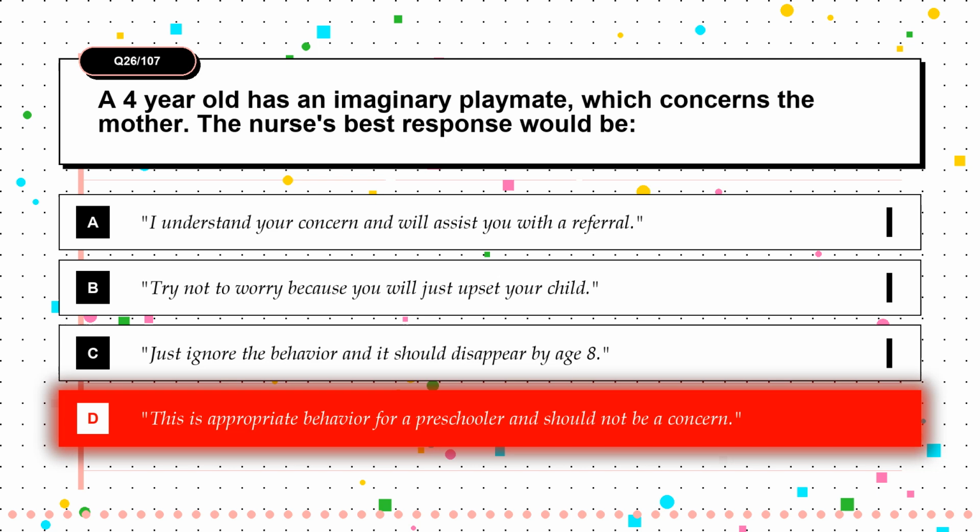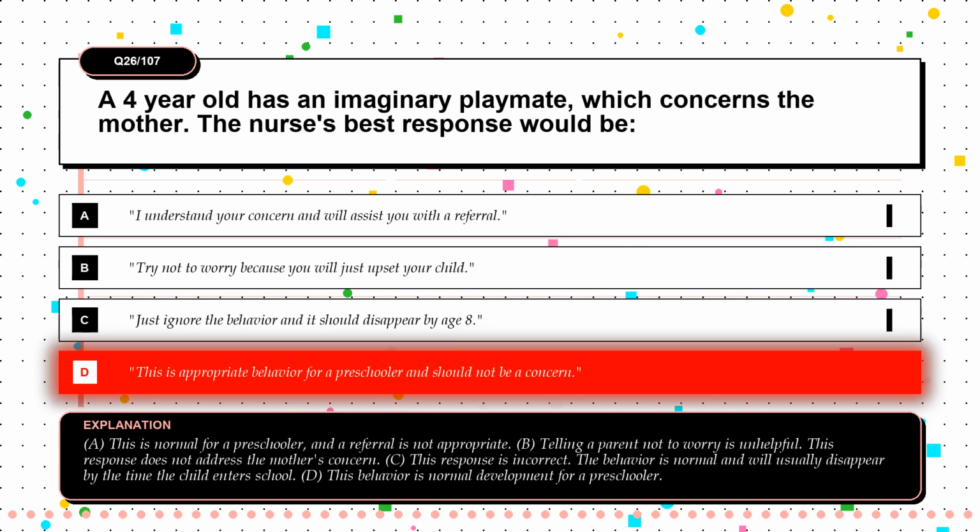The correct answer is option D. This is appropriate behavior for a preschooler and should not be a concern. A. This is normal for a preschooler and a referral is not appropriate. B. Telling a parent not to worry is unhelpful. This response does not address the mother's concern. C. This response is incorrect. The behavior is normal and will usually disappear by the time the child enters school. D. This behavior is normal development for a preschooler.